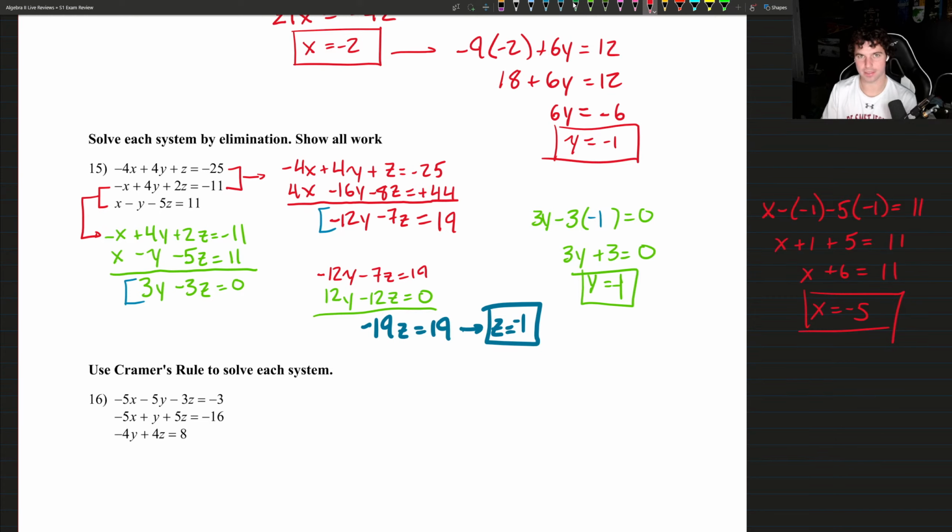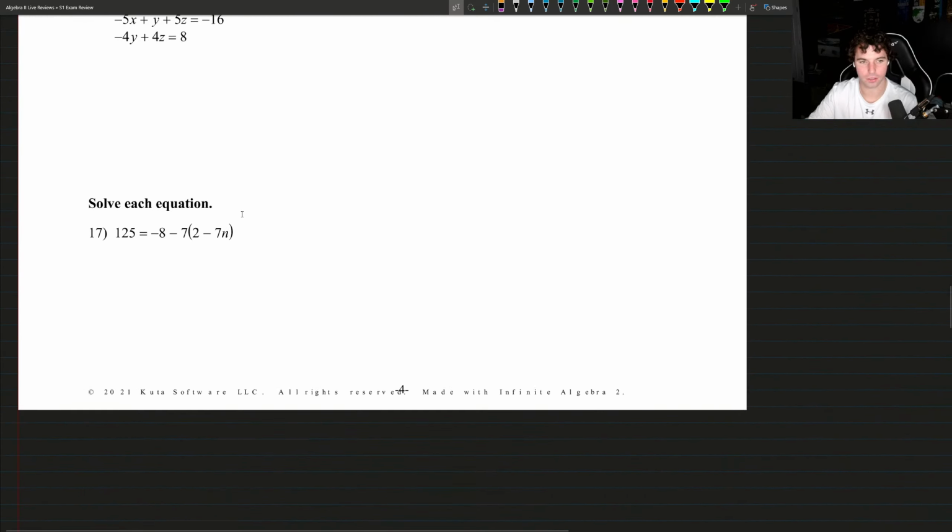And I want to emphasize the be neat part, because last test a lot of people were not. There was just work everywhere, and you're only getting this much room. So be concise, be consistent, but be efficient. So that's number 15. That's probably the longest problem. Everything else should go pretty smoothly.